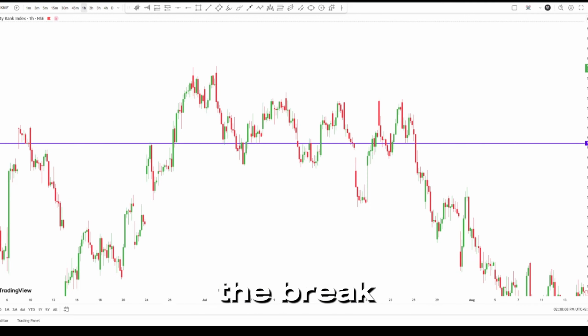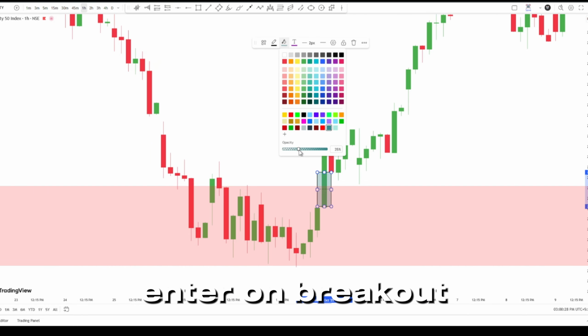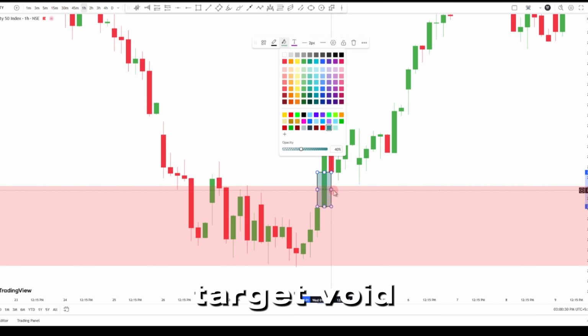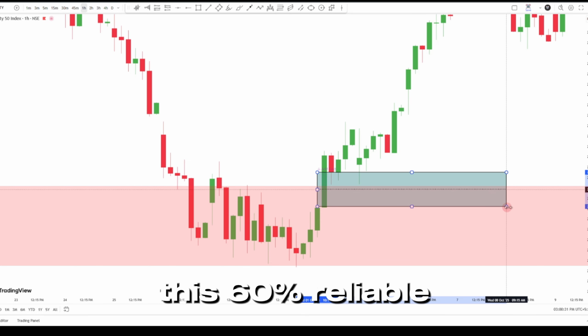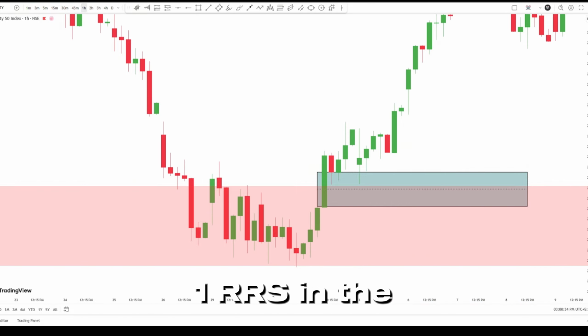25,750. On a 1-hour chart, spot a 5 candle void with tiny bodies. Enter on breakout with volume, stop at void's end, target void height projected. This 60% reliable setup delivered massive 1 RRs in the consolidation break.